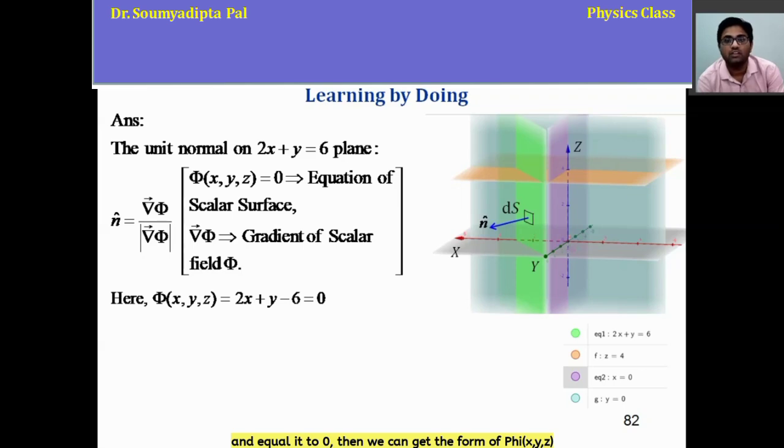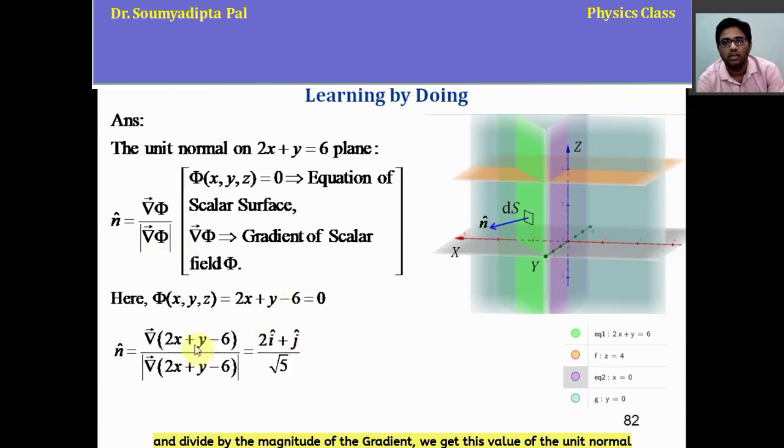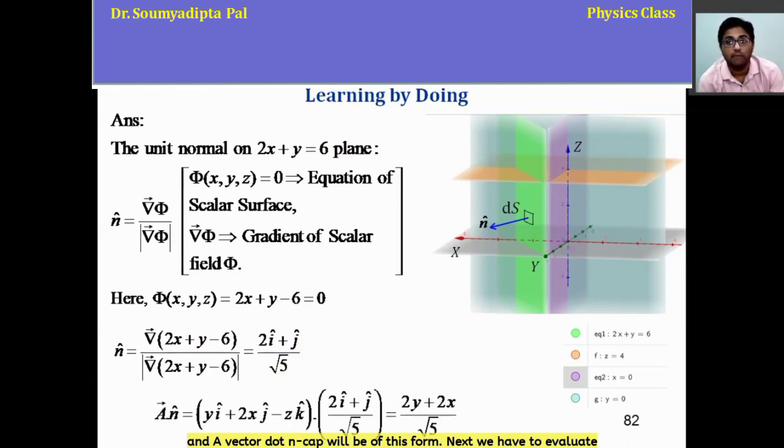Then we get the form of phi(x, y, z), which is actually the xyz-dependent part on the left side of the equation of the surface. Then if we operate the gradient and divide by the magnitude of the gradient, we get this value of the unit normal, and A dot n cap will be of this form.